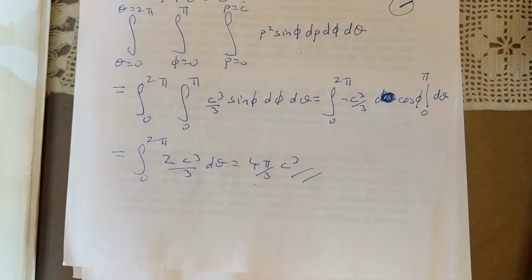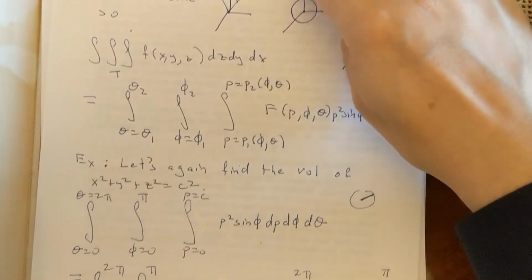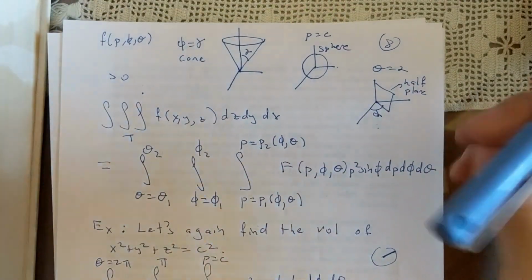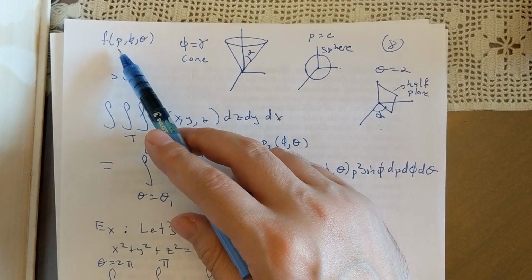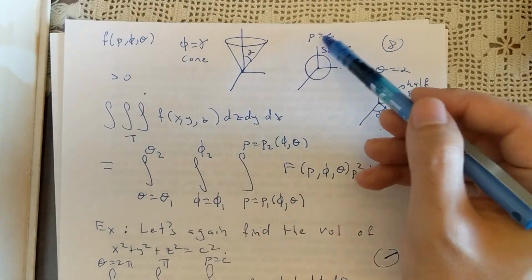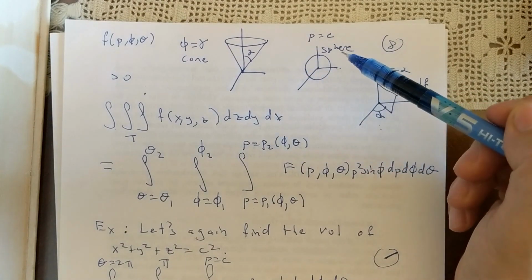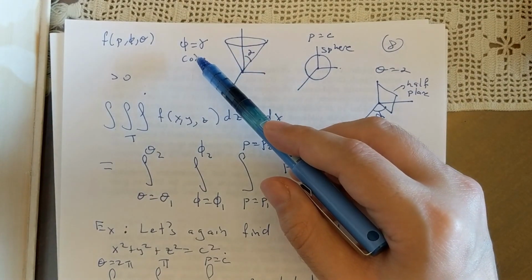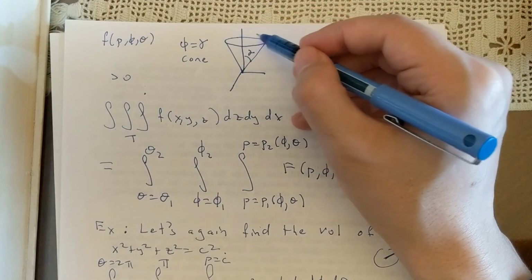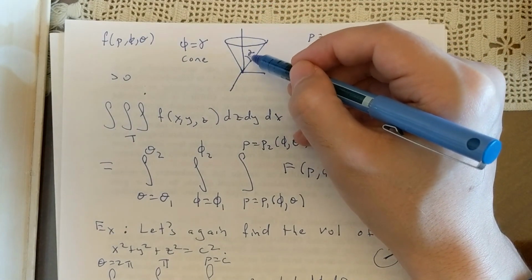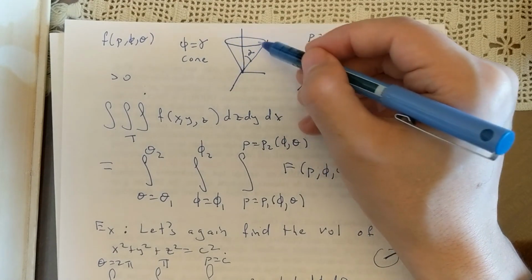Okay, let's see an example. Oh, before we see an example, let's see how these functions would look when each variable is constant. When rho is constant, we have spherical coordinate functions f of rho, phi, theta. When rho is constant, basically c, that means your distance from the origin is constant, so you have a sphere with radius c. Now, if phi is constant, that means the angle from the positive z-axis, you always go down like this, is constant. Let's call it gamma. So the angle from the positive z-axis is constant.